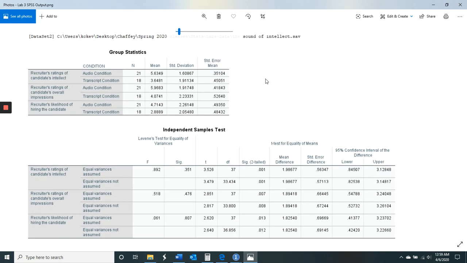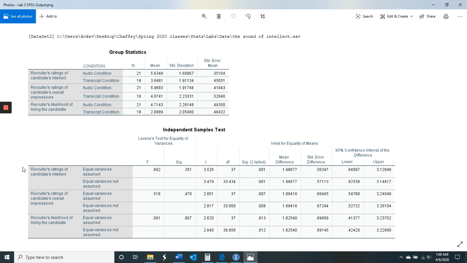You should interpret this based on what we had talked about with the other output. I'm just going to highlight that there's 3 independent t-tests. So this one is about intellect. We have the means and standard deviations of the 2 groups here. We have the descriptives for overall impressions, mean, standard deviation. And then we have hiring, mean, standard deviation. Those are 3 different t-tests. So you need to write 3 different results sentences based on those 3 different t-tests.